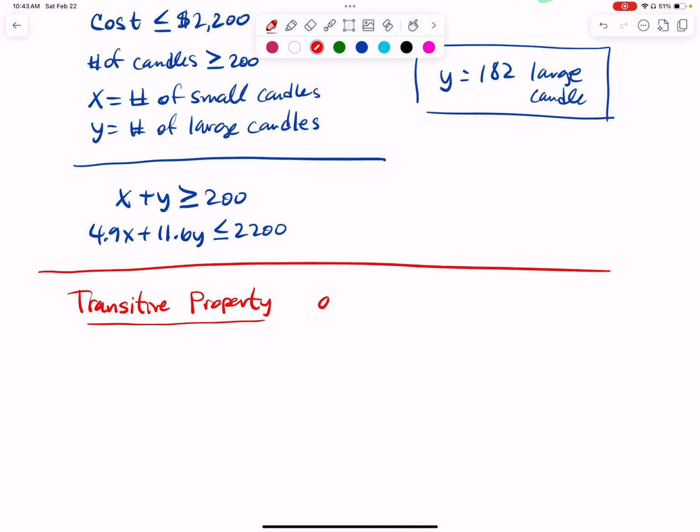But it also applies to inequalities, and it could be either the greater than or the less than. We're going to use the less than. So, write it conditionally. If A is less than B and B is less than C, well, what do you think? Doesn't that imply that A is also less than C? And that is the transitive property for inequalities.